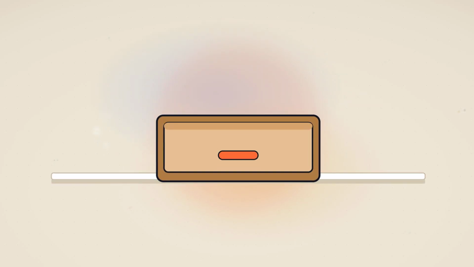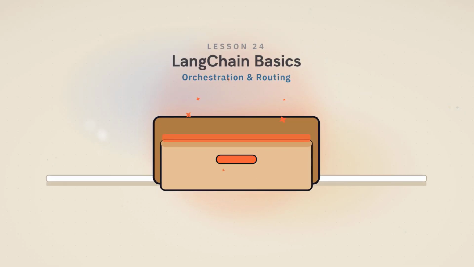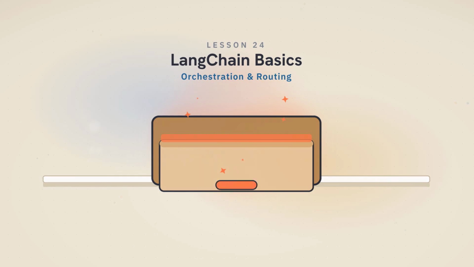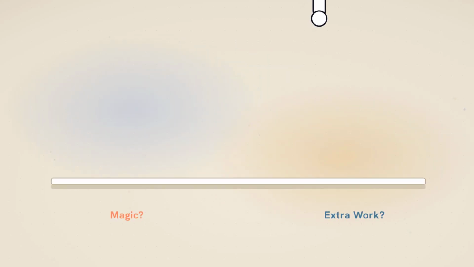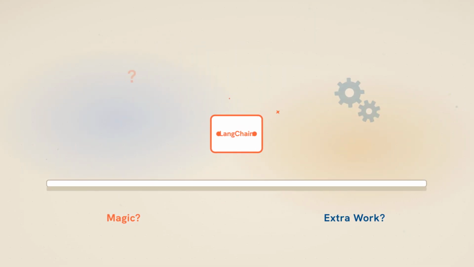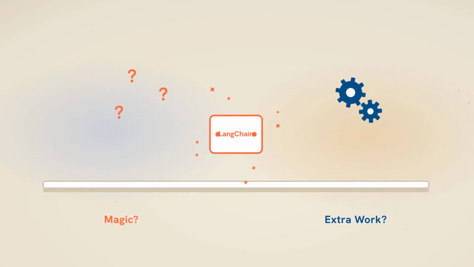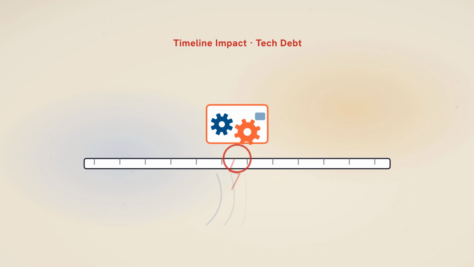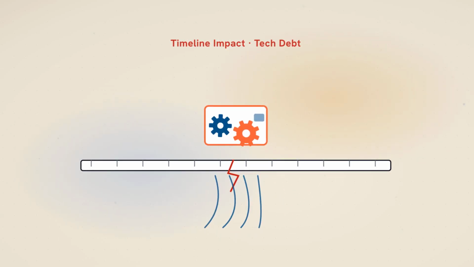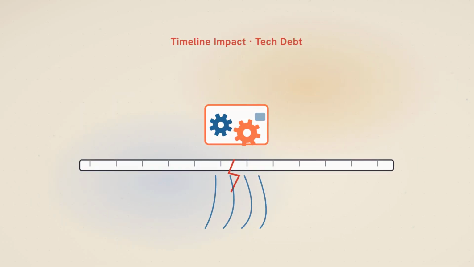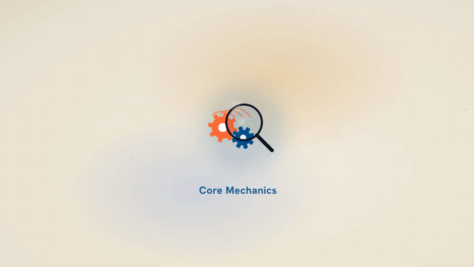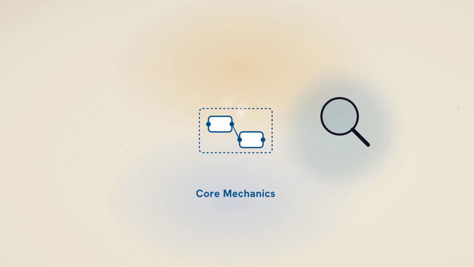Lesson 24. LangChain basics and when to reach for it. Orchestration and routing. Your dev team probably keeps bringing up this tool called LangChain, and you're wondering if it's magic or just extra work. As a PM, you care because using the wrong tool blows up your timeline and makes your app way harder to fix later. Let's figure out what it actually does, so you can keep your team focused.